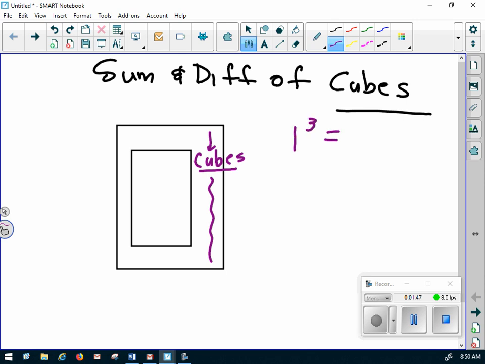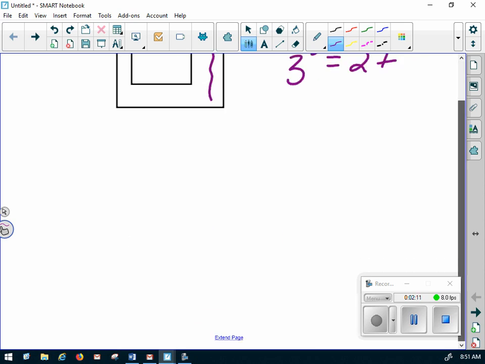What's 1 cubed? 1. This is what you're going to write. What's 2 cubed? 2 to the third power means 2 times 2 times 2. 8. 2 times 2 is 4 times 2 is 8. What's 3 cubed? Good. 27. 4 cubed? 64. What's 5 cubed? 125.